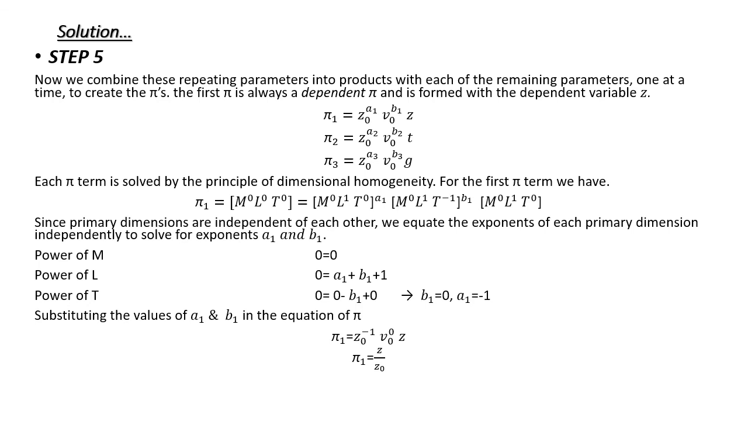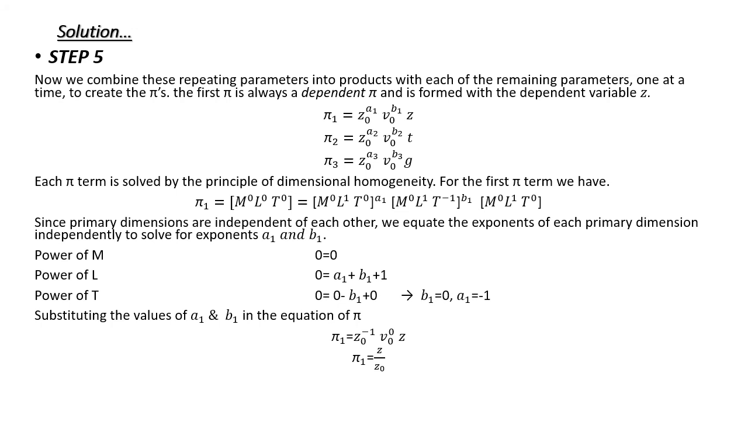Now pi 2 is z0 to the power a2, v0 to the power b2. Out of the remaining, z was already written, and what remained was t and g. I am writing t here. This is another dimensionless term. Now pi 3 is equal to z0 to the power a3, v0 to the power b3, and the remaining one is g. So the total number of pi terms we get is n minus m, that is 5 minus 2, equal to 3. So these 3, pi 1, pi 2, pi 3, are our dimensionless terms.